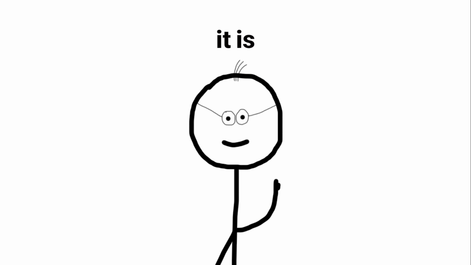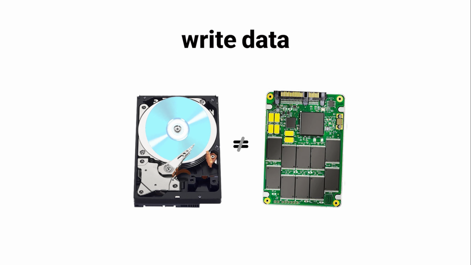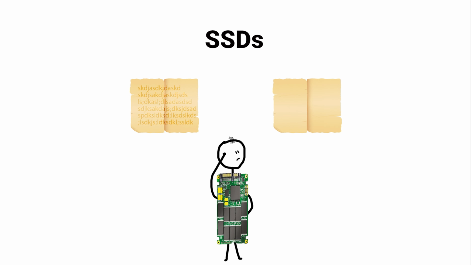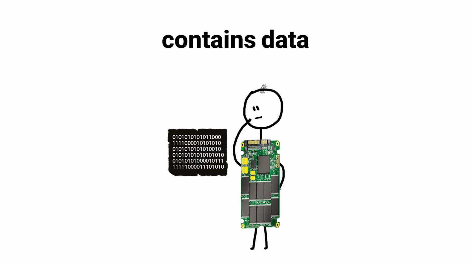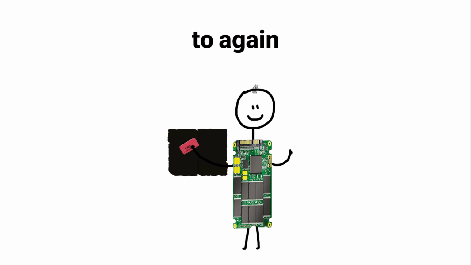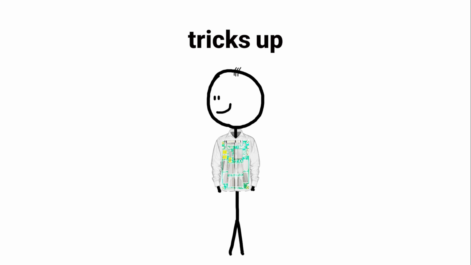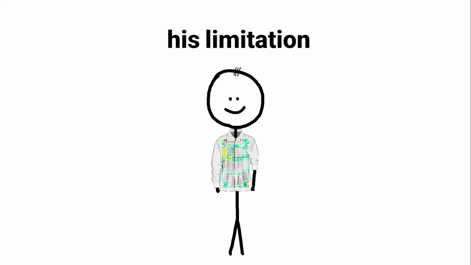But here it is, that kicker we always talk about. Unlike HDDs, which can write data to any location on the disk, SSDs can only write to empty pages. If a page already contains data, the entire block must be erased before it can be written to again. This may sound like a disadvantage, but SSDs have a few tricks up their sleeves to overcome this limitation.